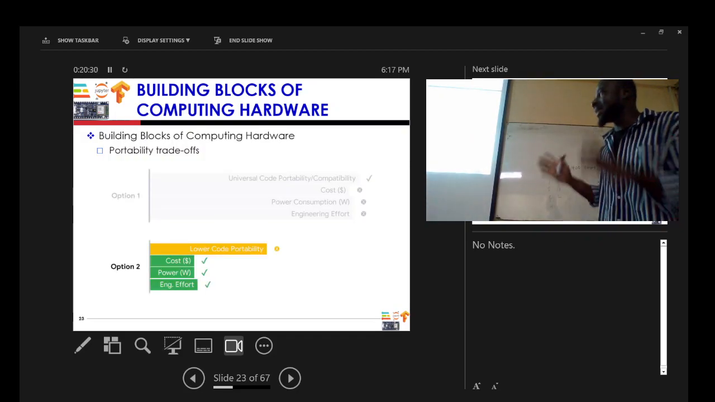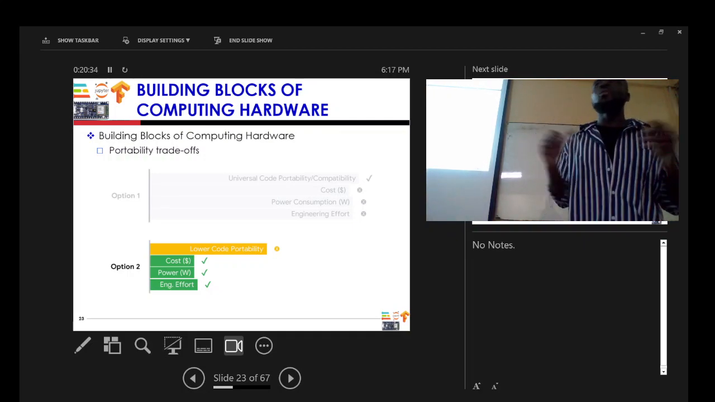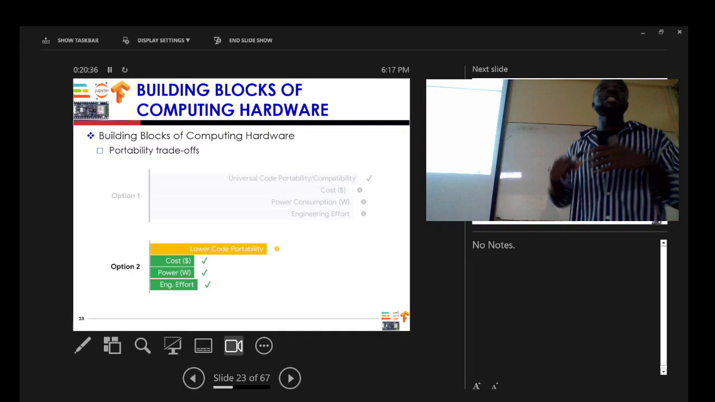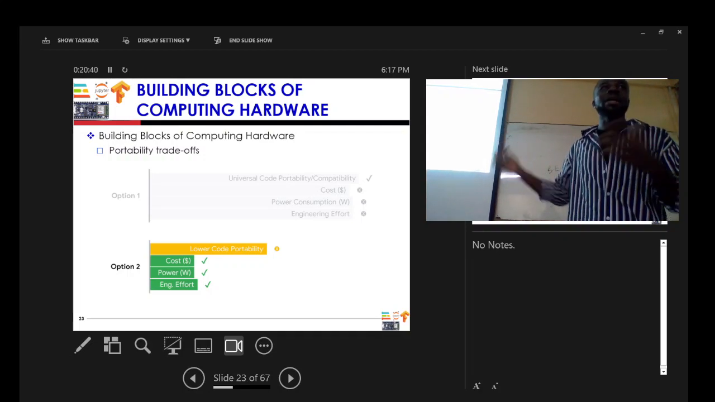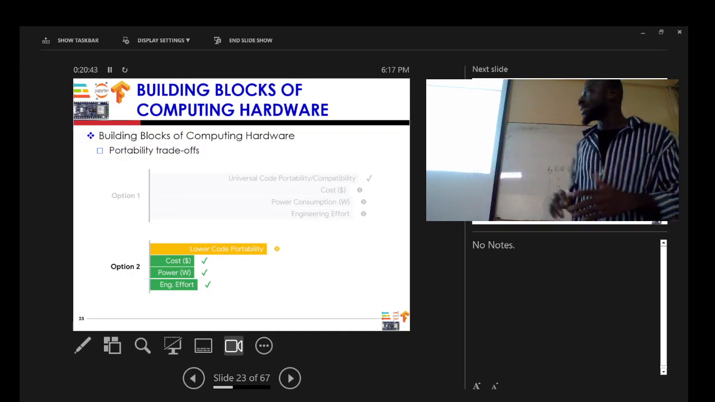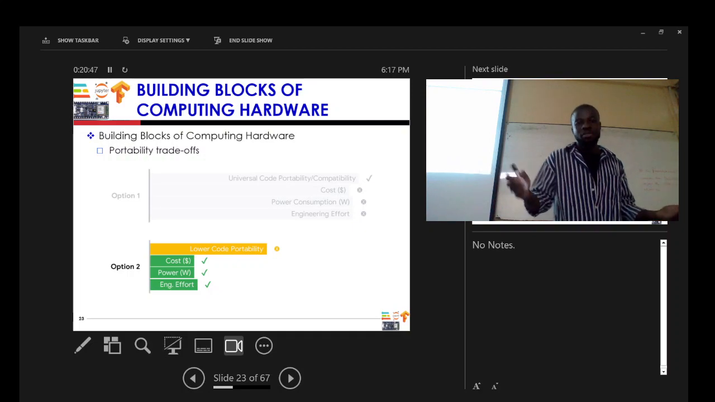So now, in terms of our embedded systems, we want code that is less portable but can run on the embedded devices. That is our aim. It means that we are using less power, less engineering effort, and less cost, right?